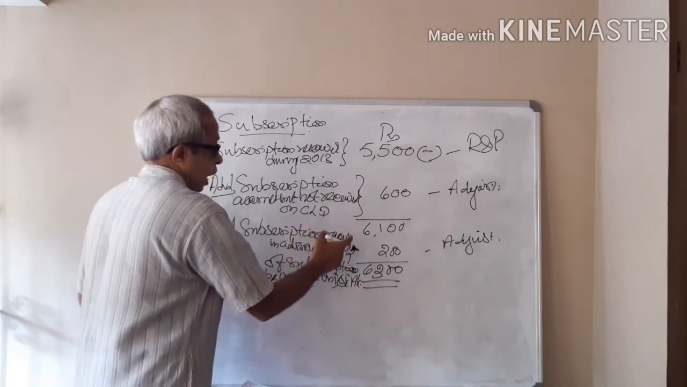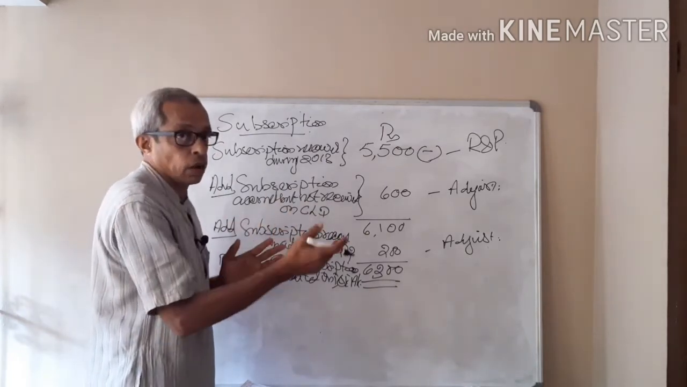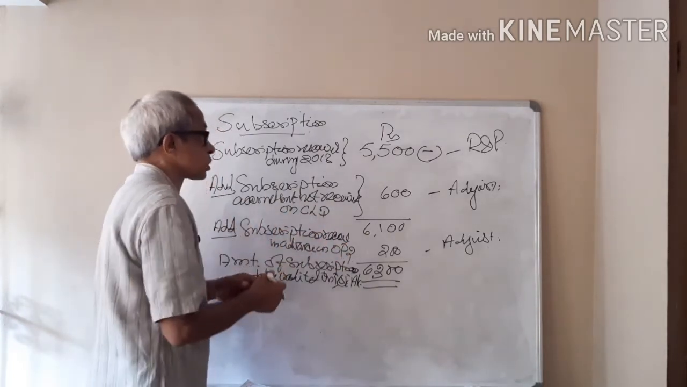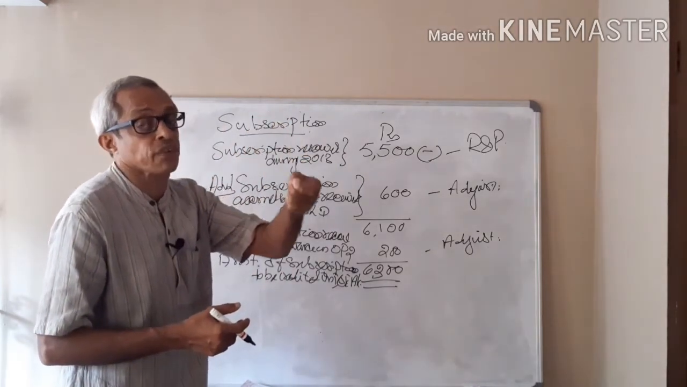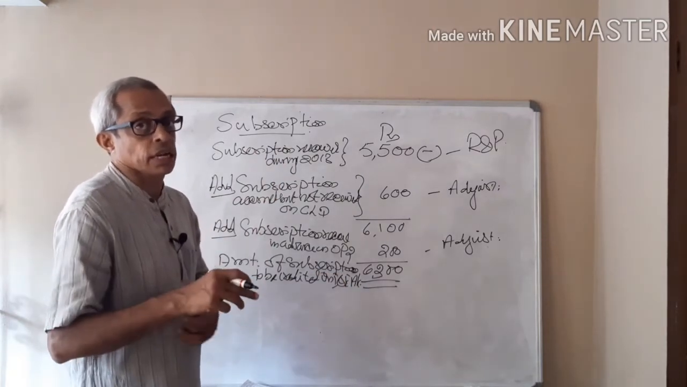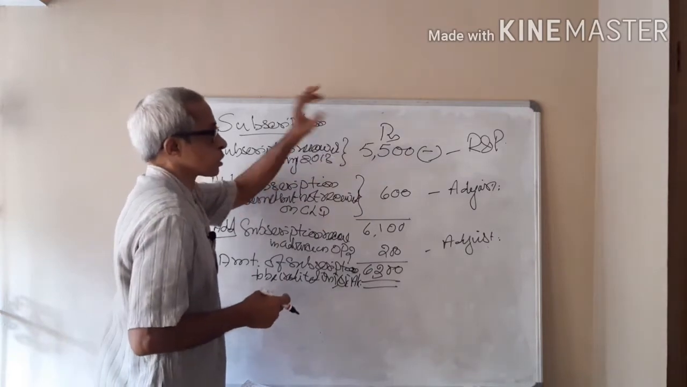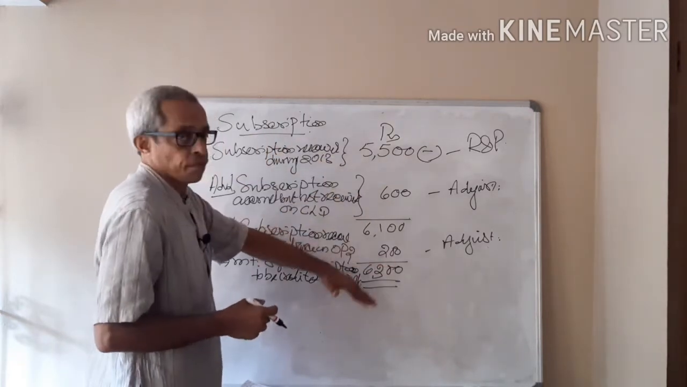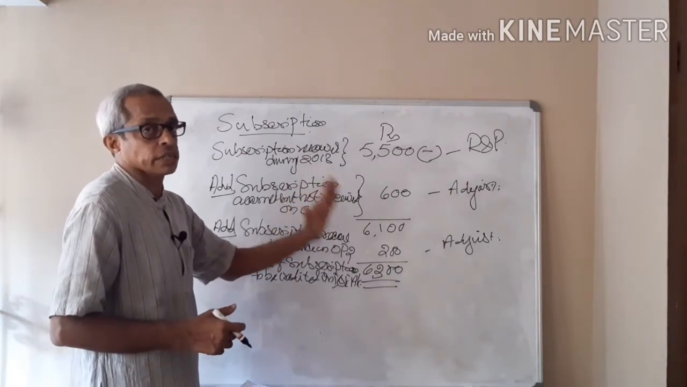Here we have not added or deducted subscription of the previous year or coming years, because the subscription amount is given in 3 different figures, that is of the previous year, of the current year, and of the coming year, and we take only the subscription of the current year. To that we may make adjustments. This is the first adjustment.